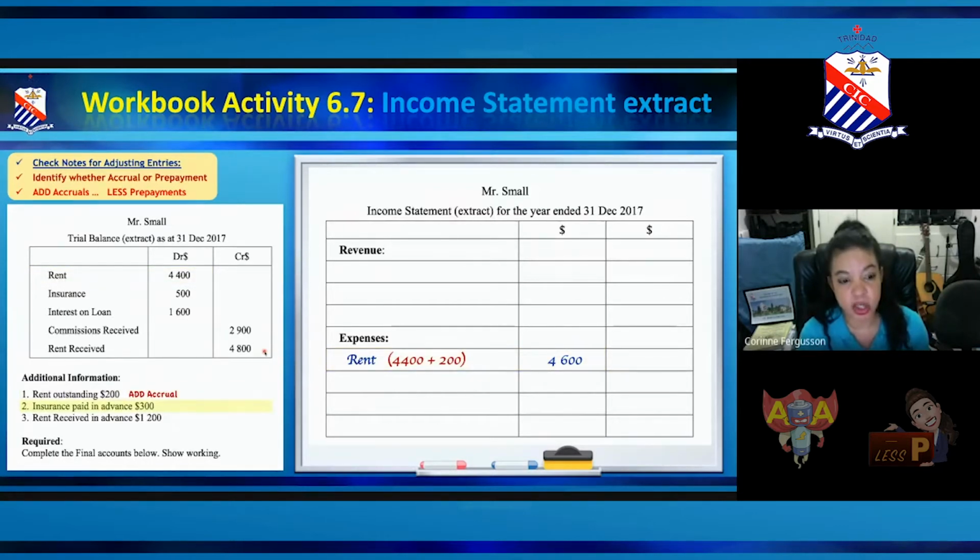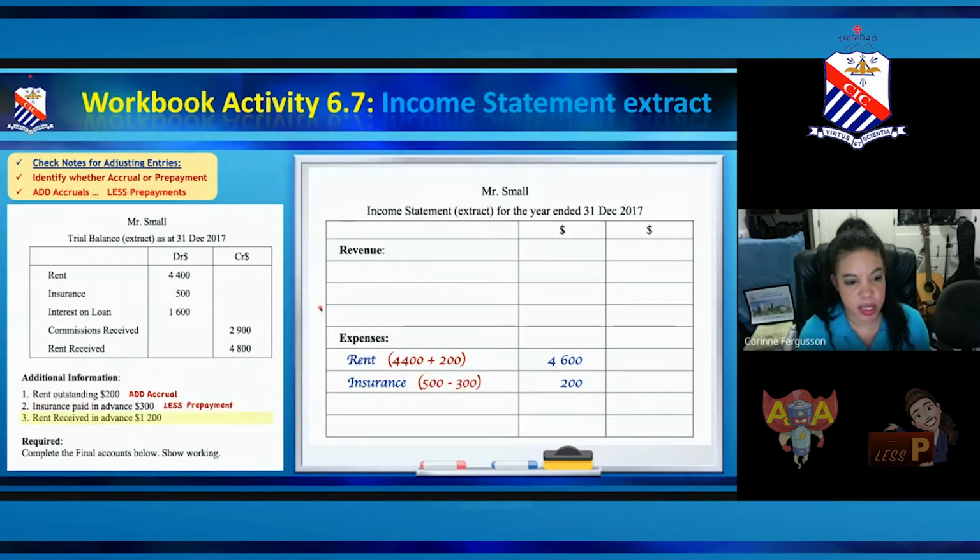So you go to the next note. It is insurance paid in advance, which means it's a prepayment and you less prepayments. So you will go under expenses because insurance is an expense. And to show your working, it will be the amount in the trial balance less the prepayment. And the answer would be 200.